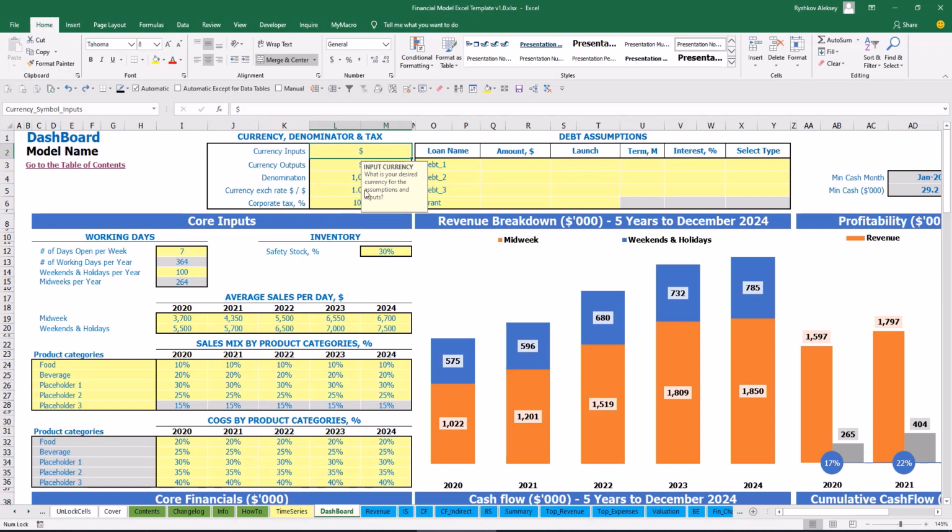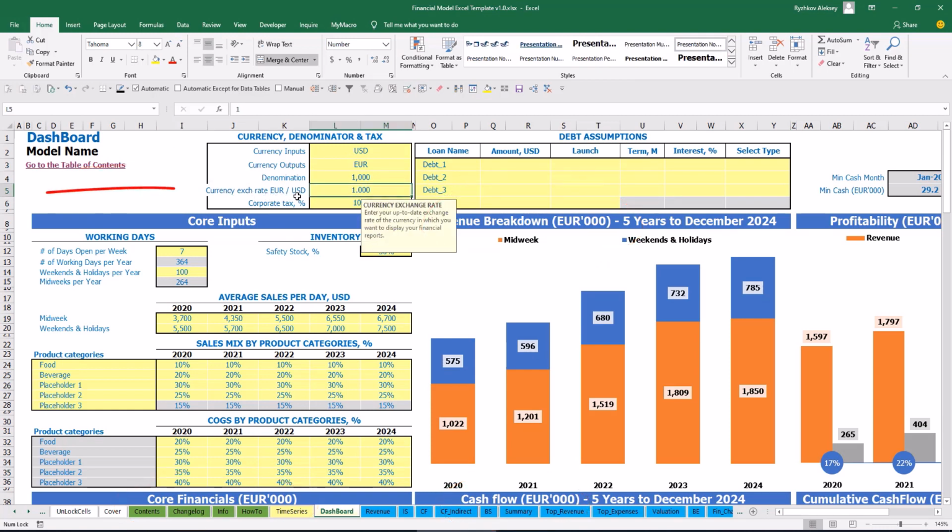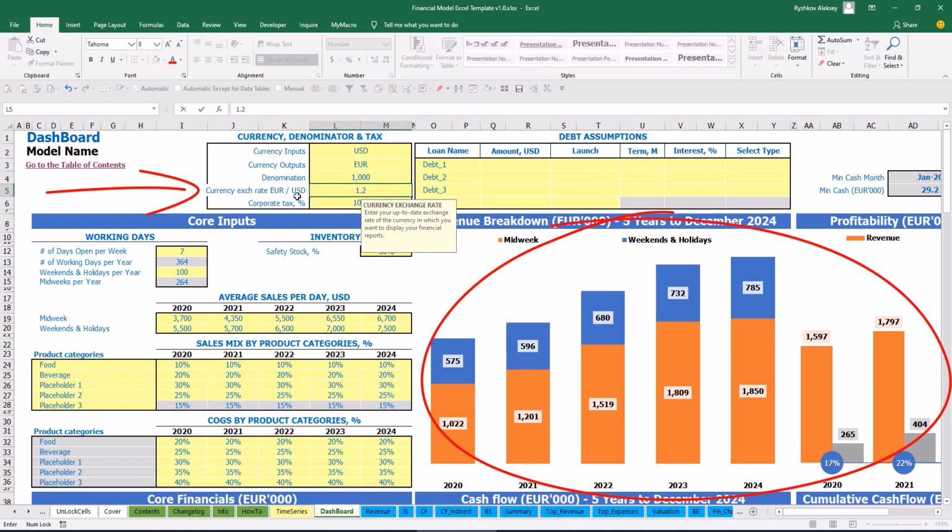On the top of the dashboard you have currency denomination and taxes setup. So currency inputs means that you can input all your drivers for the model using one currency. You have currency outputs. It can be the same as currency inputs and it can be different from currency inputs. So let me give an example. When you input in United States dollars, you have euro as an output, and for this case you can set up currency exchange rate. This is 1.2 for example.